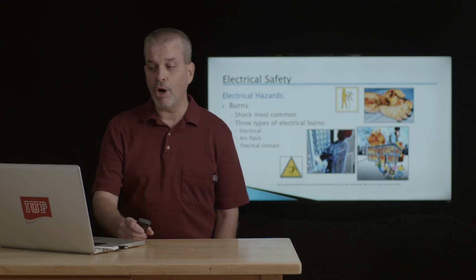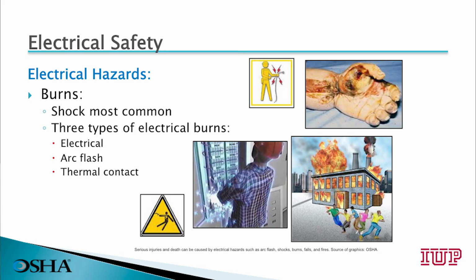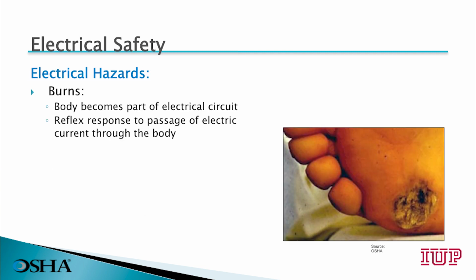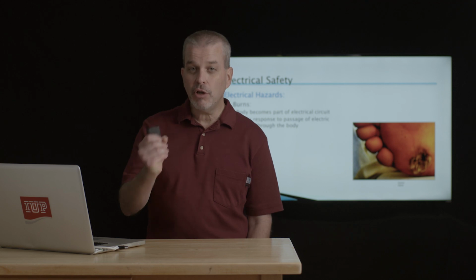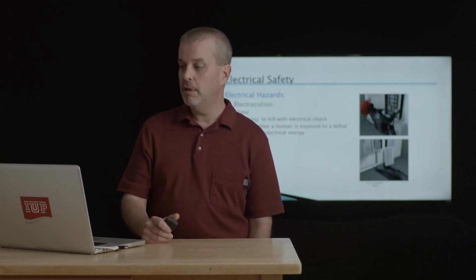Electrical hazards include burns, shock being the most common. There are three types of electrical burns that you can suffer: electrical, arc flash, and thermal contact. With electrical hazards and burns, the body becomes part of the circuit. You may have a reflex response, the passage of electric current through the body. You may actually clutch onto a live circuit and not be able to let go.